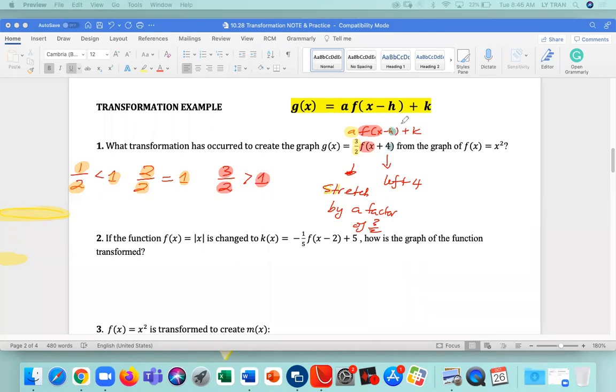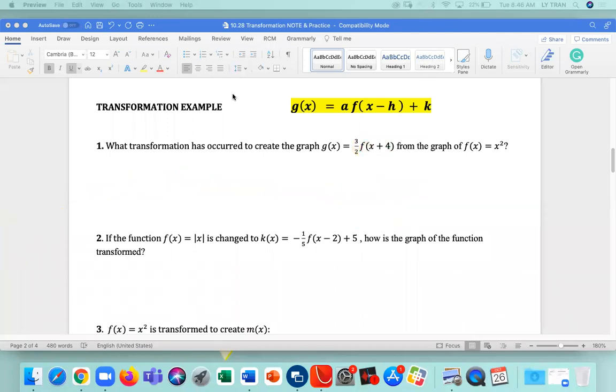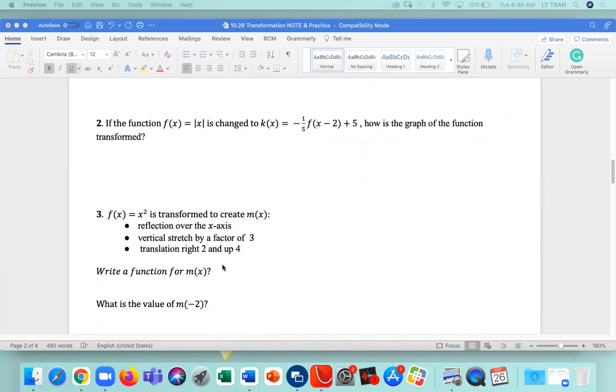So we're going to try one more, okay? Let's do the next one. That's number 2. Again, what are the keywords in this question? They said change, transform, right? And they already gave us the formula in terms of that f of x.